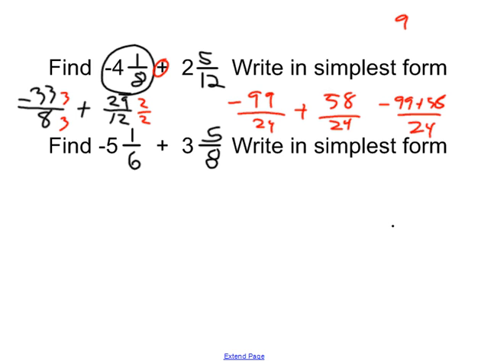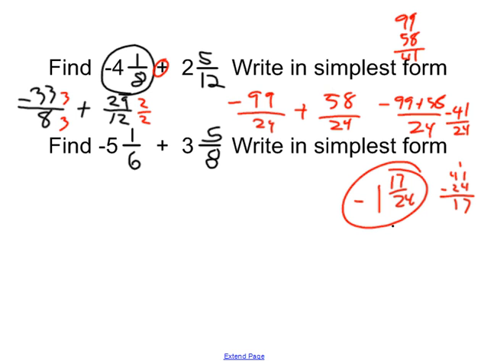99 plus 58 is 41. 41 is negative over 24. That can be written as a mixed number. 24 goes in, that would be a negative 1 and 17 24ths, and that can't be reduced.